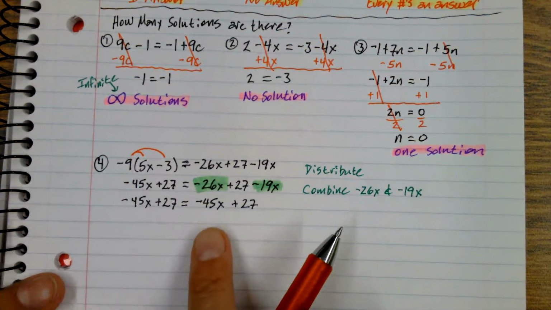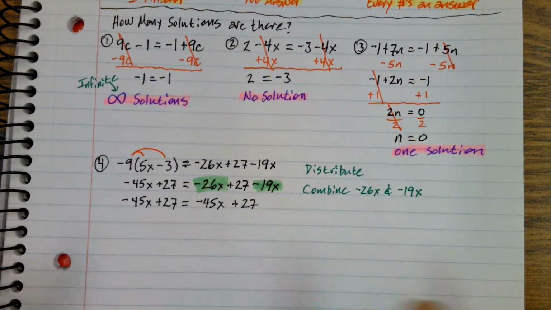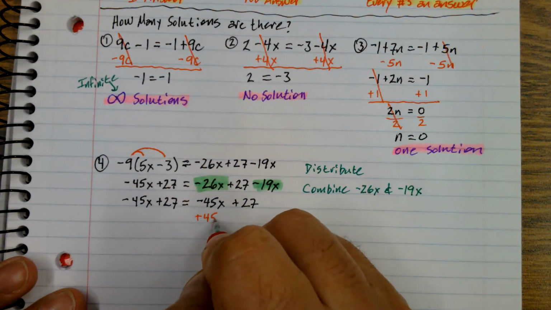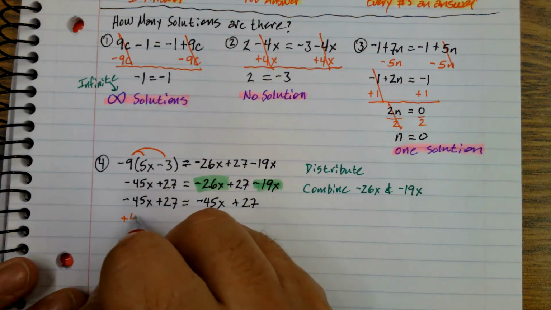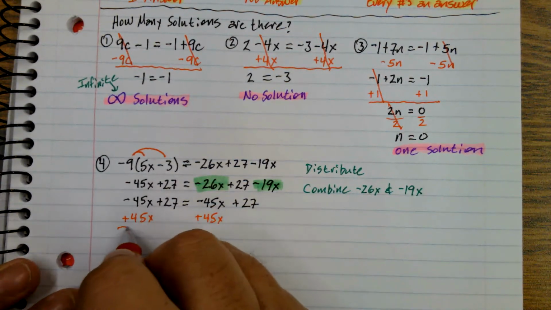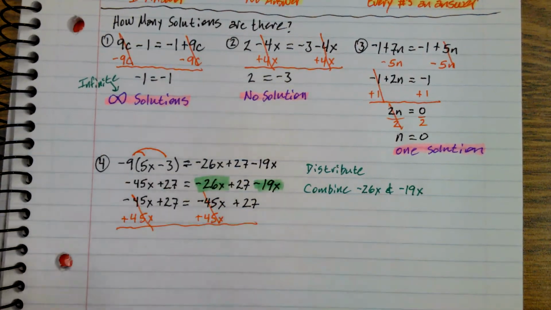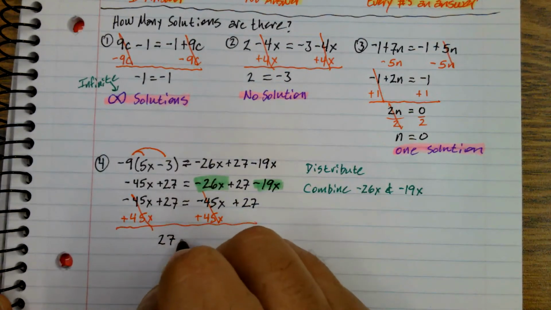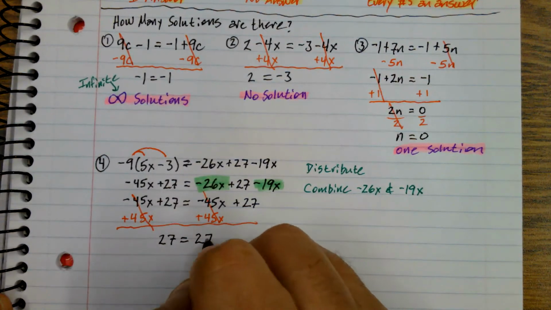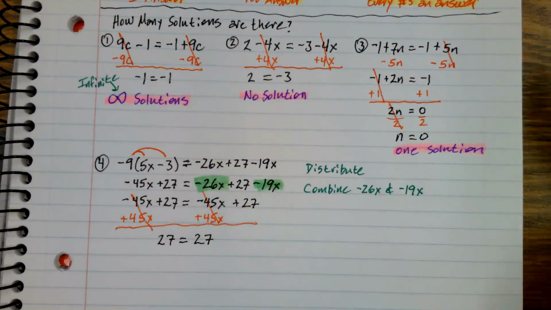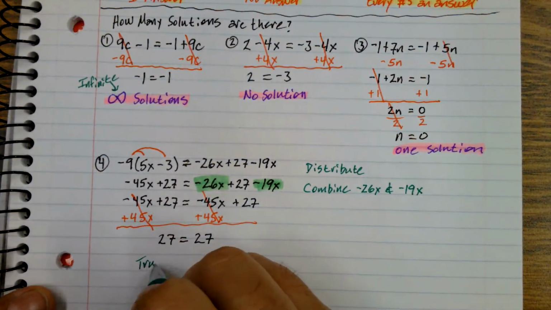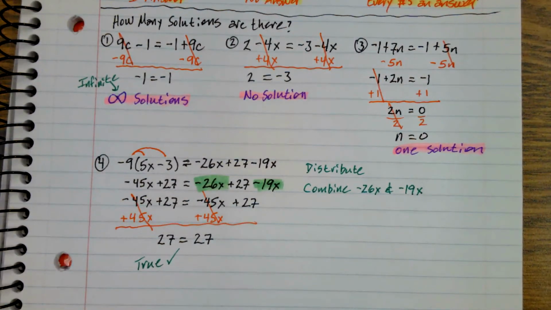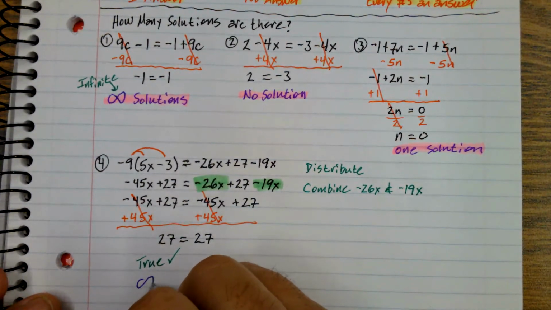At this point, I've got variables on both sides, and I've combined like terms on either side. So I'm going to add 45x. And they cancel. I end up with 27 on the left side of the equation, and I'm saying it equals 27. That's true. So therefore, we have infinite solutions again.